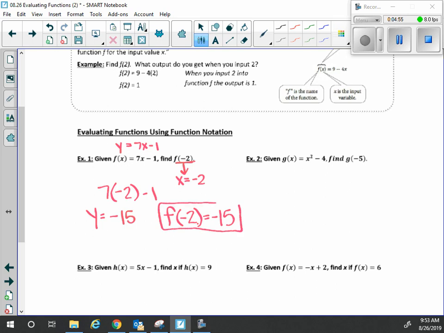So if I was going to write that as an ordered pair, if I was going to put it on a graph, what would that ordered pair be? (Negative 2, negative 15). Okay? Why don't you guys try example 2?